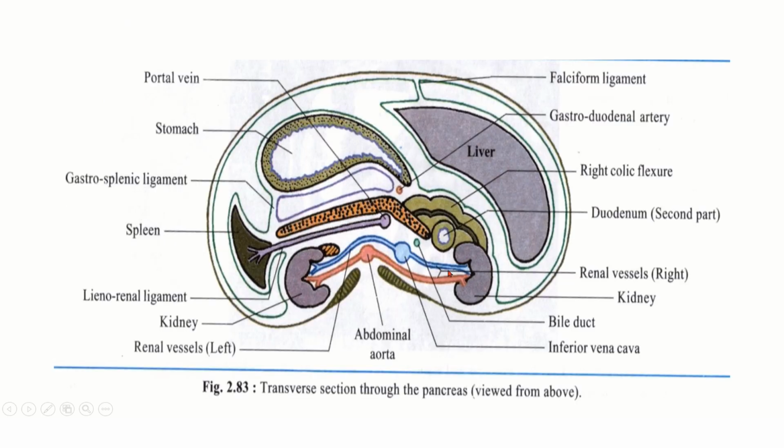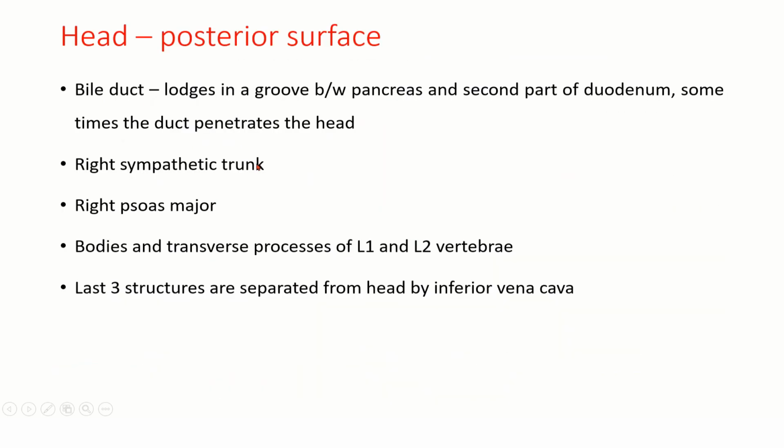Bile duct, you can also see the bile duct here. It lodges in a groove between pancreas and second part of duodenum. Sometimes the duct penetrates the head. Right sympathetic trunk, right psoas major, bodies and transverse process of L1 and L2 vertebrae. All these three structures are separated from the head by inferior vena cava.